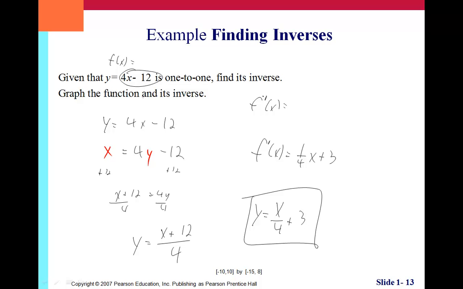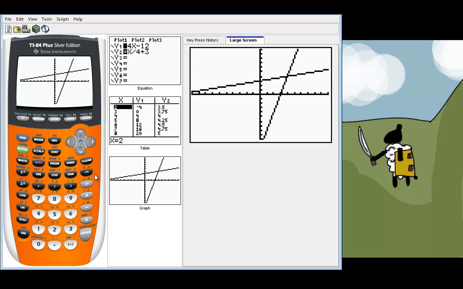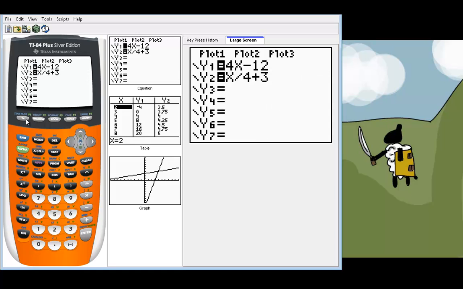And let's go ahead and actually graph these two so we can have a visual of what these inverse functions look like. So here I graph those two functions. I'm going to go to my graph, and I can't really distinguish between them right here. So here's what I'm going to do. Let me show you a little trick.